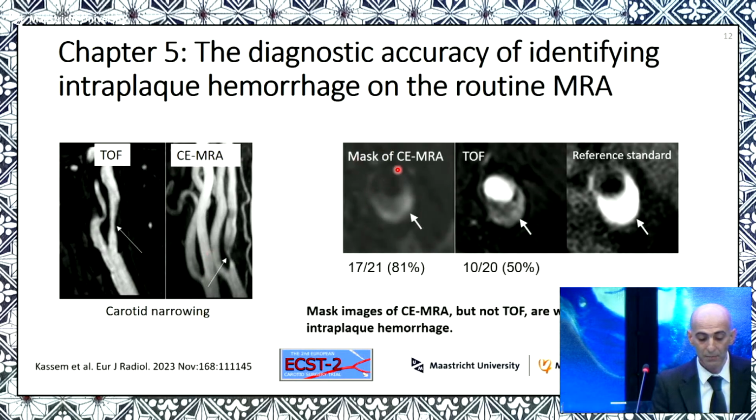So by using the mask images of contrast-enhanced MRA, mask images meaning the source images of the contrast-enhanced MRA, I was able to identify 17 cases out of 21, which is 81%. On the time of flight, which is another technique of MRA, I was able to detect 10 out of 20, 50%. So therefore, mask images of contrast-enhanced MRA, but not time of flight, are well suited to detect intraplaque hemorrhage.